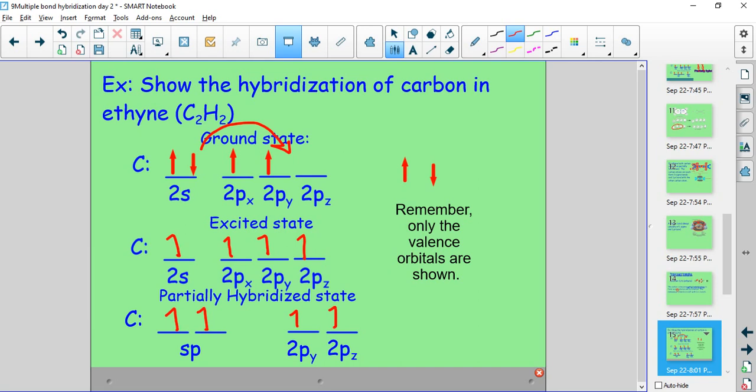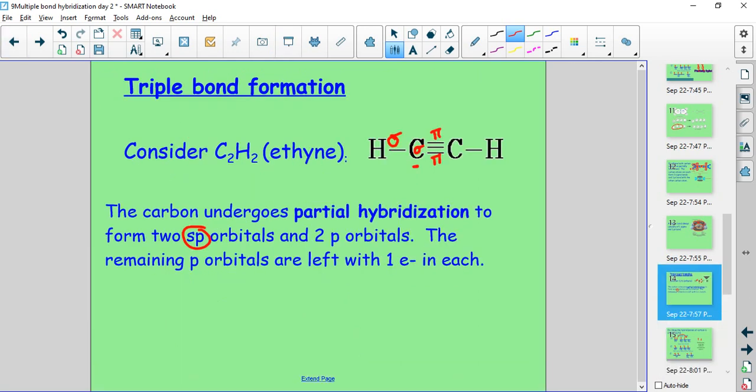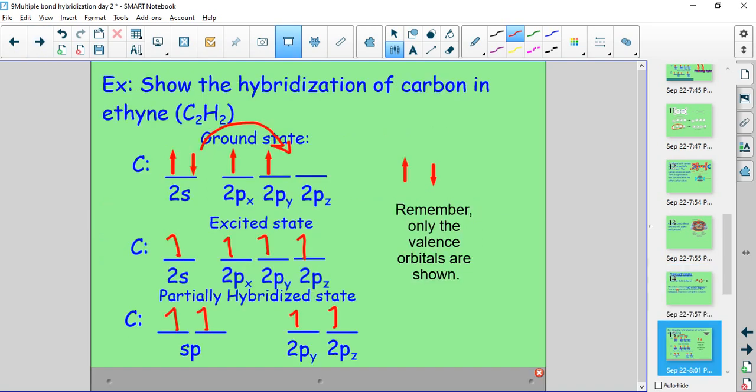We will need 2 unhybridized p orbitals, specifically 2py and 2pz, to create those 2 pi bonds. Remember, the same thing is happening to the other carbon. The other carbon will have the same 2py, 2pz unhybridized suborbitals that will overlap in the same orientations. So the 2pz's will overlap, like we saw in the last example. These regions here will overlap in the 2pz.